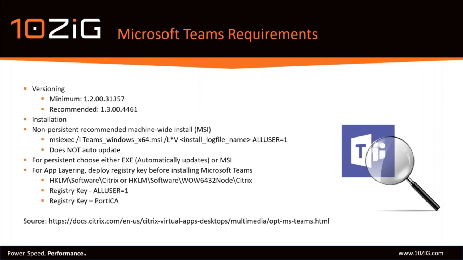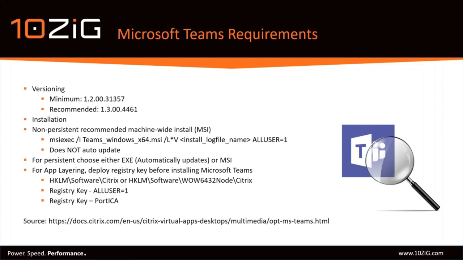On to Microsoft Teams requirements. Really a few key things to pick out from here. Ensure you're using a minimum of 1.2.00.31357, which includes the appropriate APIs that Rob mentioned. But we do highly recommend that you use a minimum really of 1.3.00.4461, because this has evolved some of the features and operation sets as the deployment's gone more wide scale. Then from there, the deployment depends on whether you're deploying to non-persistent or persistent VMs, etc.